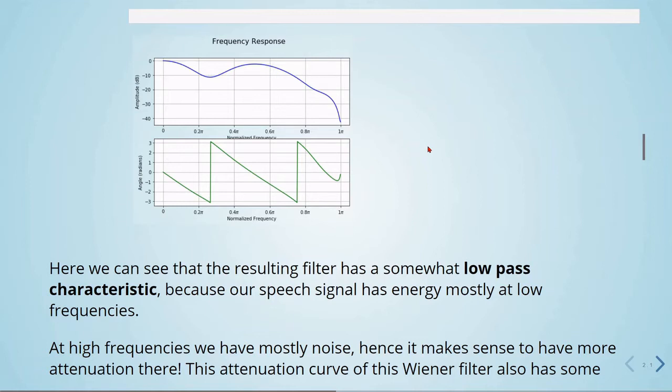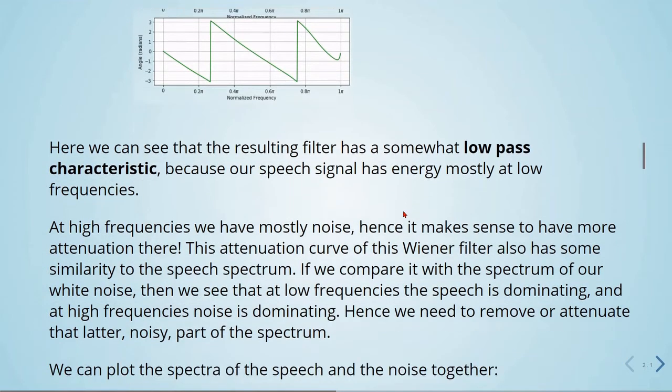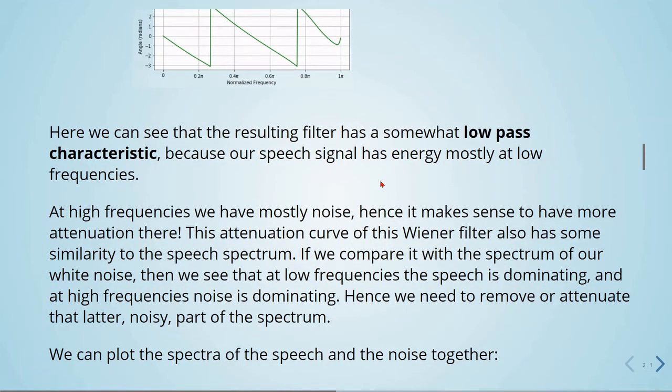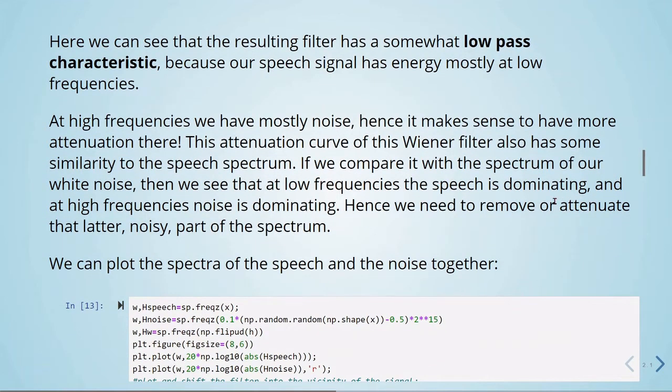Here we can see that the resulting filter has a somewhat low pass characteristic because our speech signal has energy mostly at low frequencies. At high frequencies we have mostly noise, and so it makes sense to have more attenuation there. This attenuation curve of this Wiener filter also has some similarity to the speech spectrum. If we compare it with the spectrum of a white noise, then we see that at low frequencies the speech is dominating, and at high frequencies noise is dominating. Hence we need to remove or attenuate that noisy part of the spectrum.